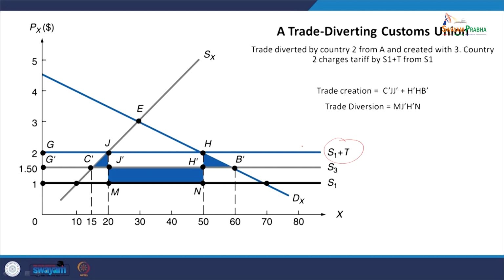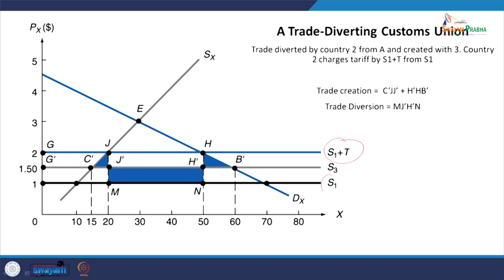Now, we have already discussed that. So, let us talk about trade diverted by country 2 from A, and created with 3. I mean there are 1, 2, 3 countries, A, B, C accordingly. Country 2 charges tariff by S1 plus T in order to divert their membership from country 1. So there are 1, 2, 3 countries.